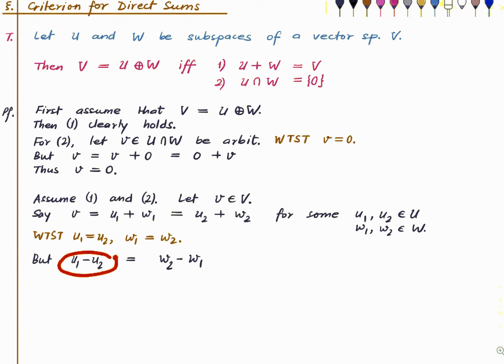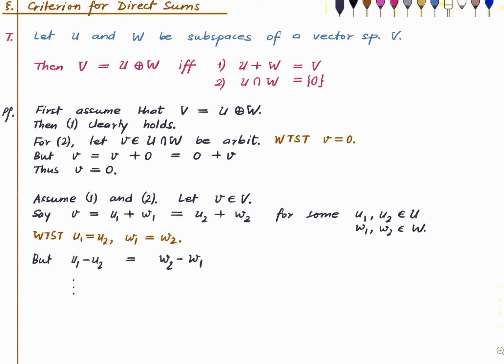Now this is a member of U because U is a subspace and the difference of two vectors in a subspace is again in the same subspace. So this is in U. By the same reasoning, this is in W. Therefore, this is in both U and W. And hence this must be 0 by our assumption that 2 holds. So U1 must be equal to U2 and by the same reasoning W2 must be equal to W1 and we are done. So finish this. I have said it in words, you can write it down.